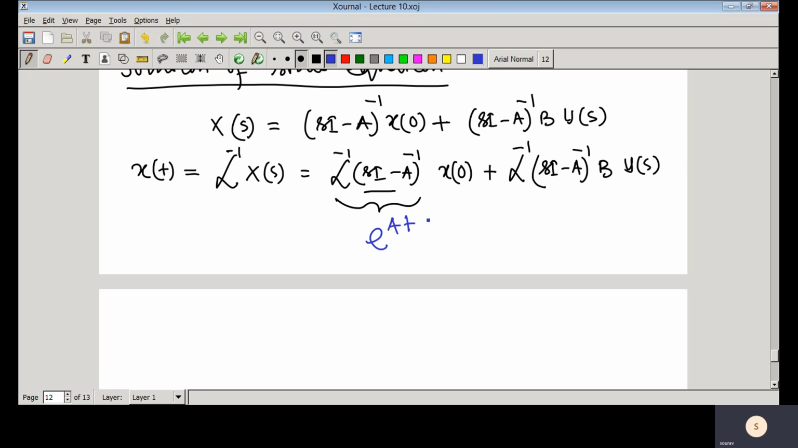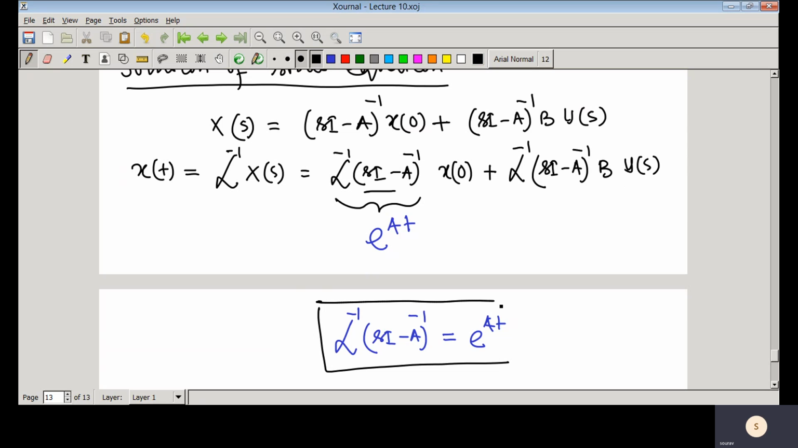So this matrix is known as the state transition matrix. Here I am noting down that the Laplace inverse of (sI minus A) inverse is denoted as e to the power At, and this matrix is known as the state transition matrix.